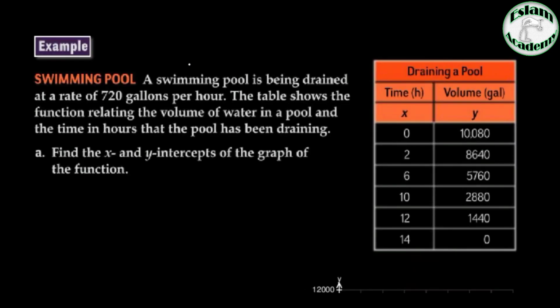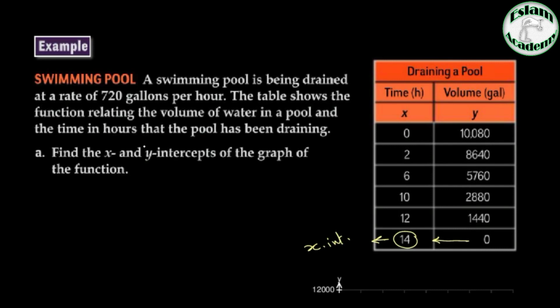In this problem we have a swimming pool. It's being drained at the rate of 720 gallons per hour. The table shows the function relating the volume of the water and the time in hours that the pool has been drained. Find the x and y-intercept of the graph. As we said before, to find the x-intercept we need to find the value of x when y equals 0. We need to look at y when y equals 0. y equals 0 when x equals 14. So at this point, we have the x-intercept.